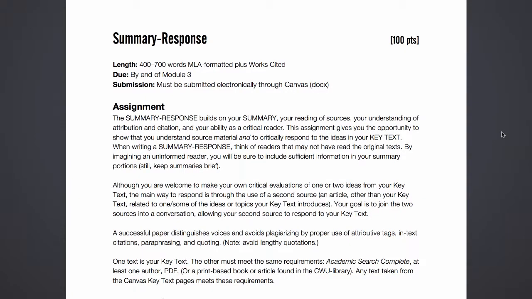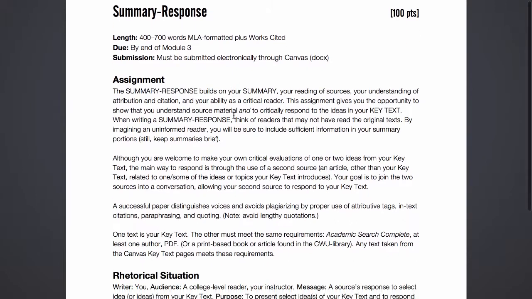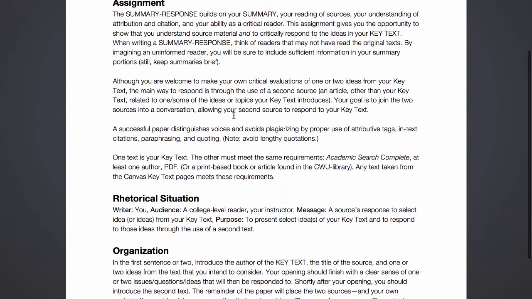Well, the summary response is a tricky paper, and you'll notice it's not that long, really. 400 to 700 words. That puts you about a page and a half, 2 pages on the max side. But do note that it requires a works cited. And then, let's go and take a look at this assignment more closely.